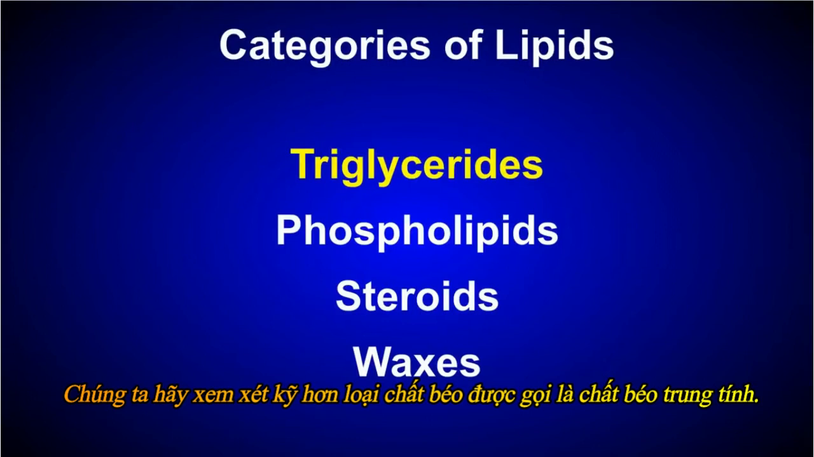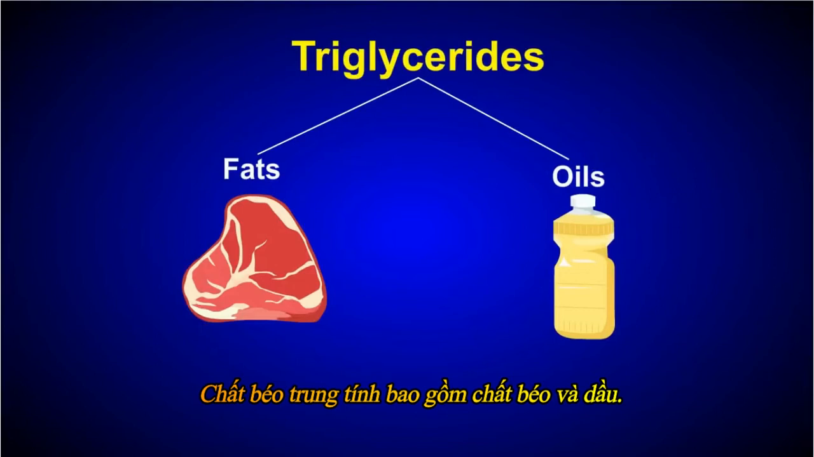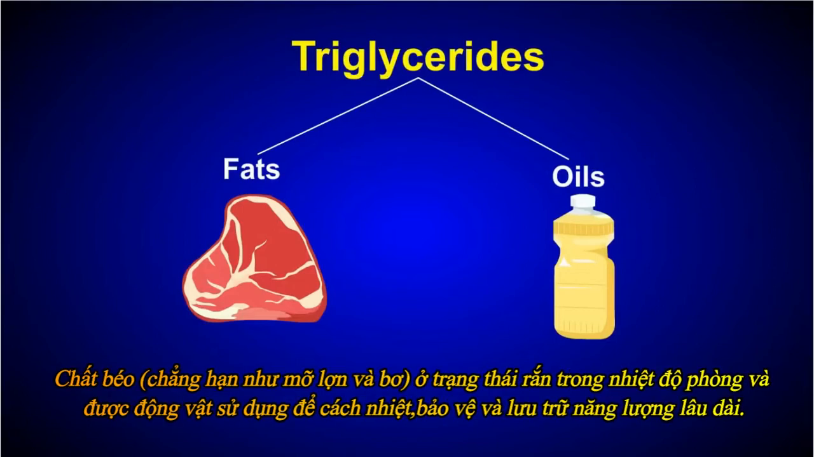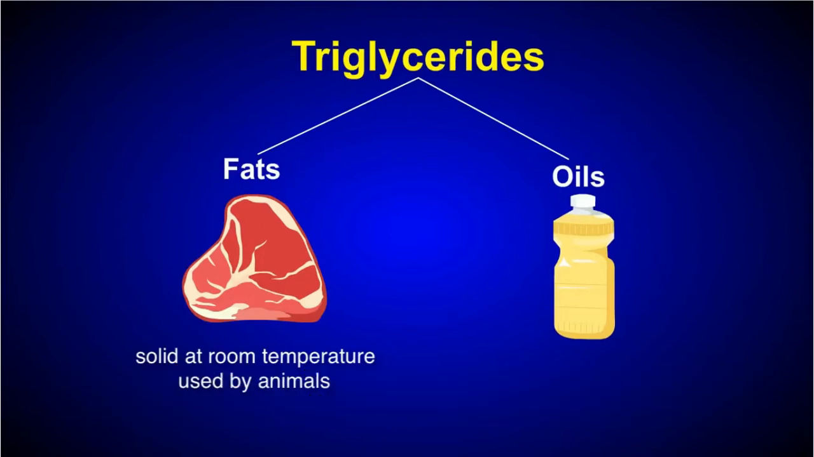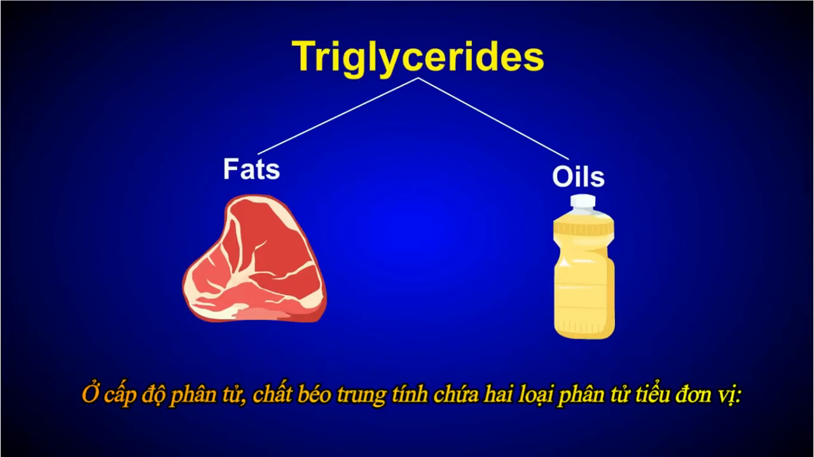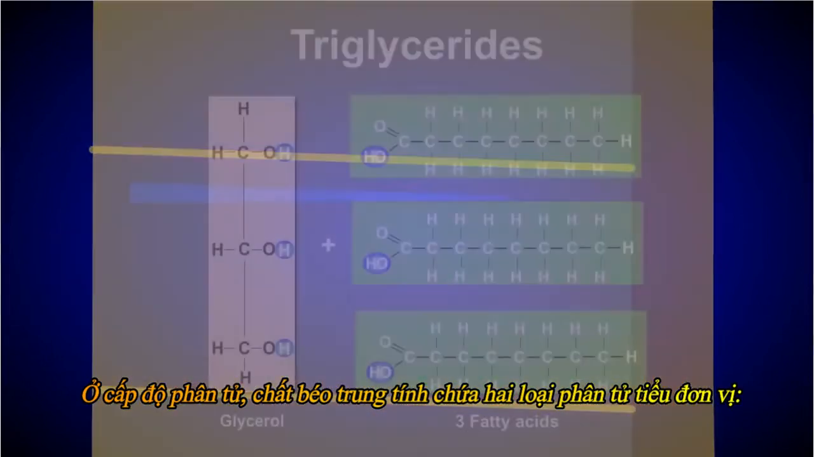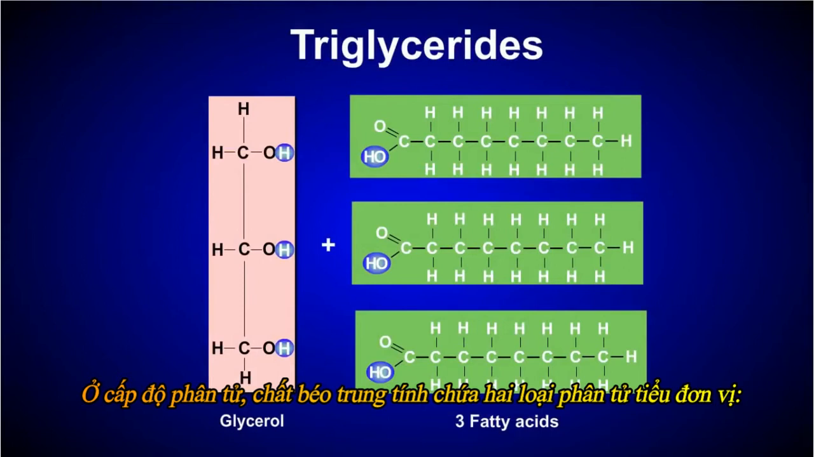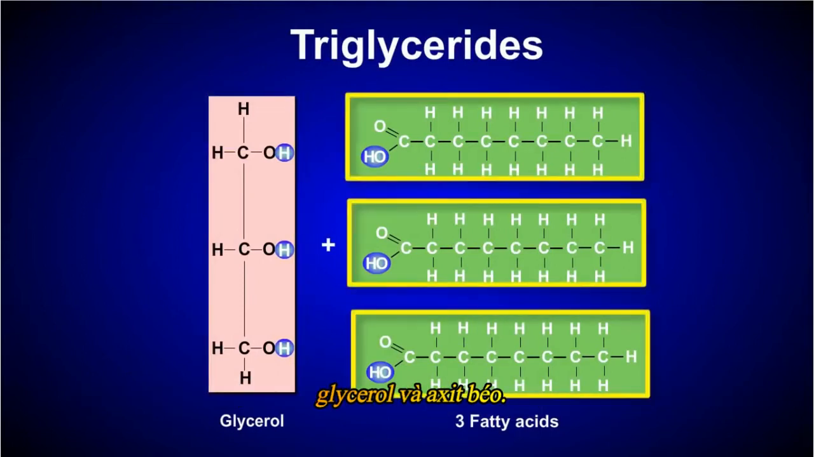Let's take a closer look at the category of lipids known as triglycerides. Triglycerides include the fats and oils. Fats, such as lard and butter, are solid at room temperature and are used by animals for insulation, protection, and long-term energy storage. Oils, such as corn oil and olive oil, are liquid at room temperature and are used by plants for long-term energy storage. At the molecular level, triglycerides contain two types of subunit molecules, glycerol and fatty acids.